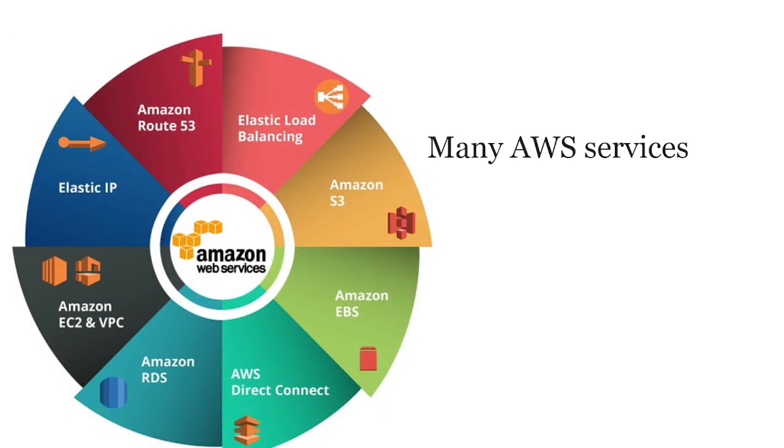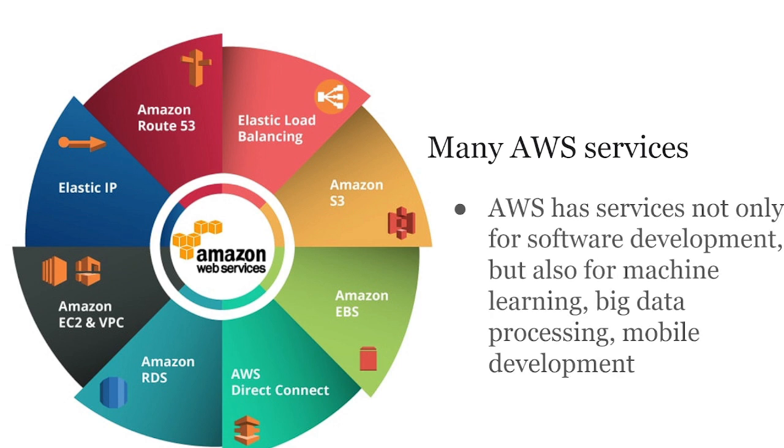Okay, so next thing, there are many AWS services like Elastic IP, Amazon Route 53, Elastic Load Balancing, Amazon S3, Amazon EBS, AWS Direct Connect, Amazon RDS, Amazon EC2 and VPC. So there are many web services, and they are not only for software development but also for ML, big data processing, mobile development, and so on. There are various things that one can do, and not only AWS is there, but also Google Cloud and Azure. So there are very gigantic ones available in the market, but AWS is leading that platform.